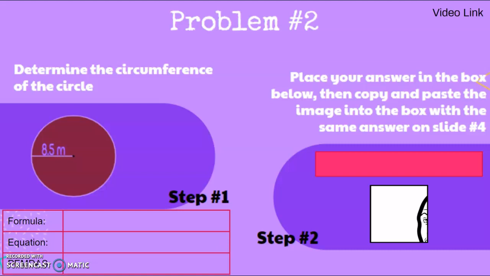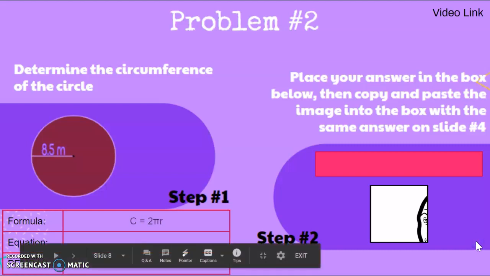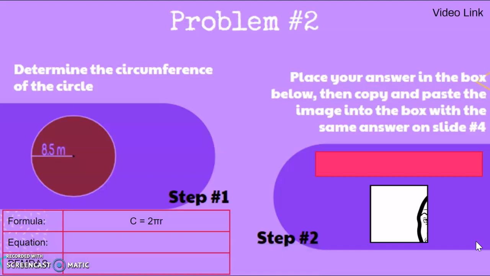What we need to do is figure out our formula for discovering circumference with a radius. So our circumference equals 2 pi r. That's going to be the formula we are going to use to figure out the circumference or perimeter of a circle when we are given a radius. Now what we do is we plug in what we know to write our equation. So we have our formula. Now we need to write the equation.